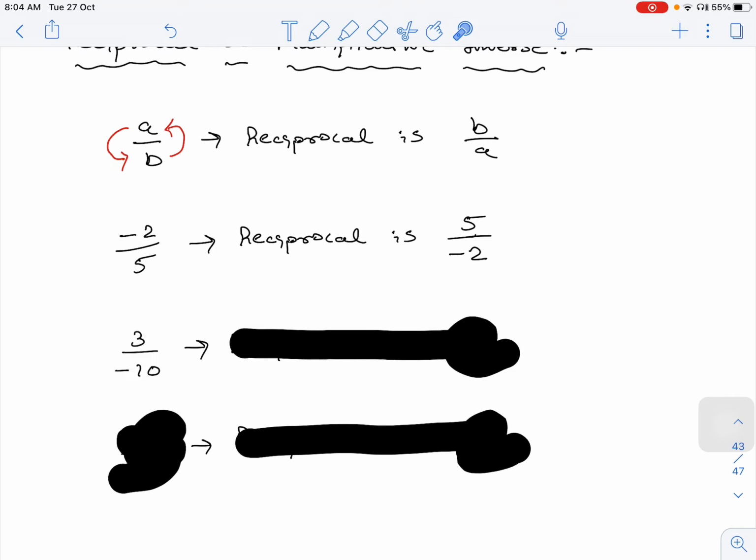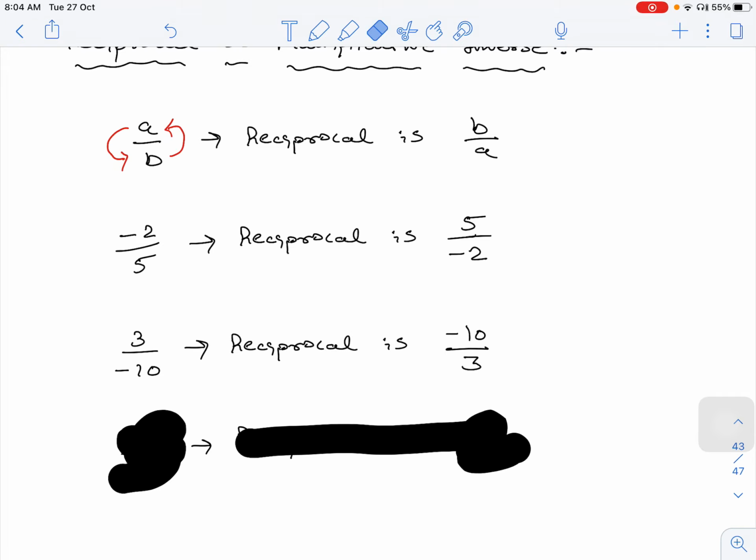Okay, now next example. What is the reciprocal of 3 upon minus 10? Again same condition, with the sign we have to change its place. So 3 will come to the denominator and minus 10 will go to the numerator. So what will be our answer? The reciprocal of 3 upon minus 10 is minus 10 upon 3.